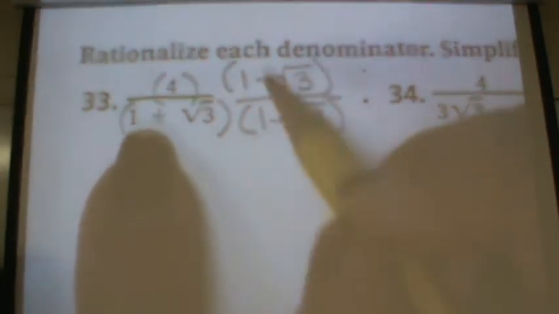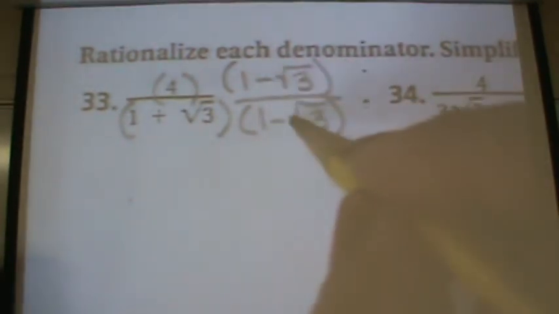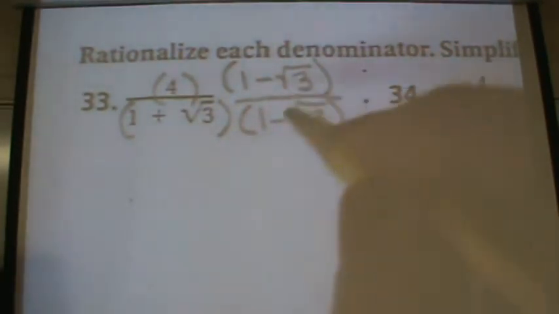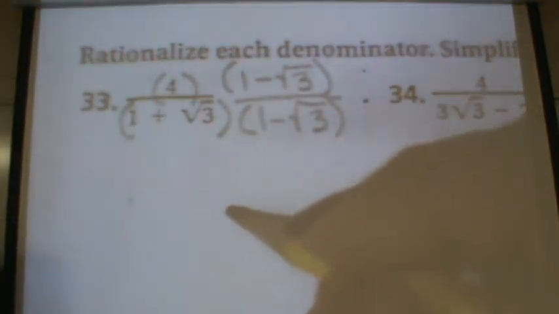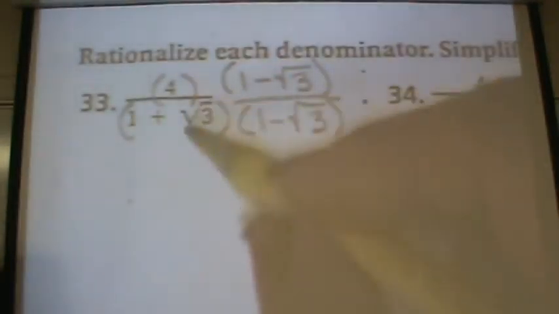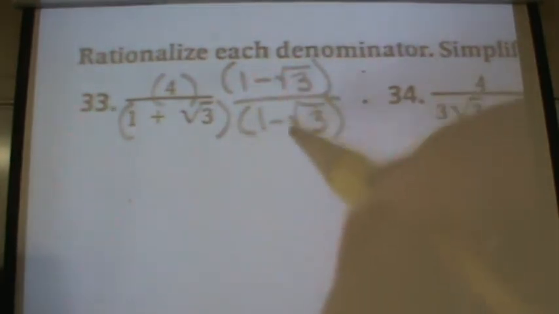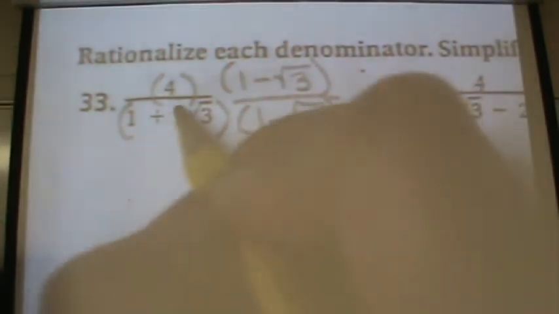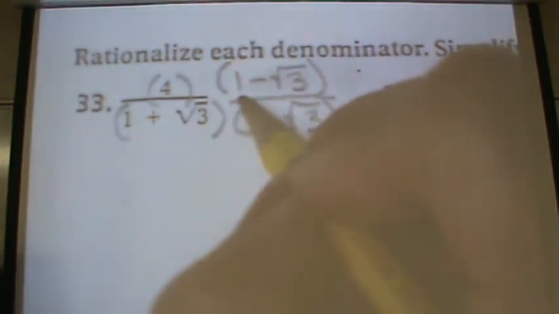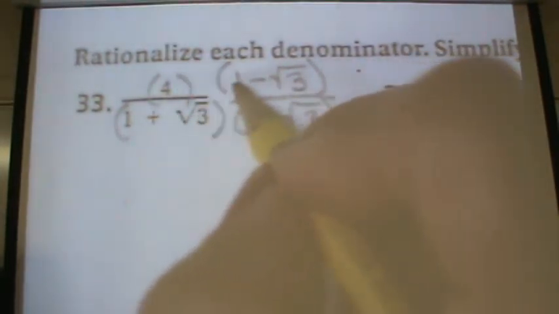Why do these two have to match? Because anything over itself is 1. So I'm not altering this fraction. It's still 4 over 1 plus root 3, because I can multiply this by 1 and it's still the same thing. But all that this is going to do is get rid of the radical in the denominator. So what do I do with the 4 and the 1 minus root 3? What do I do with that?